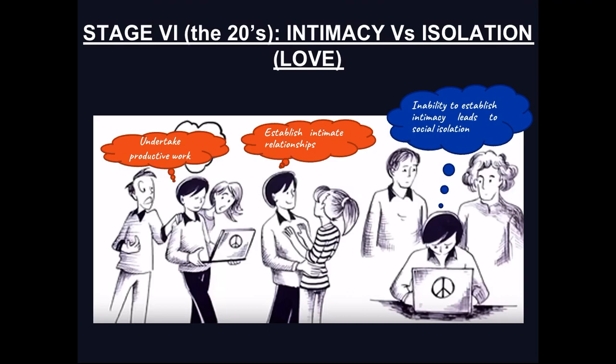Next is stage 6, and it is in the early 20s, and it is intimacy versus isolation, and the basic strength is love. Now the adult is indulging in some productive work, is establishing new intimate relationships. But if the person fails to establish relationships, then it leads to isolation.